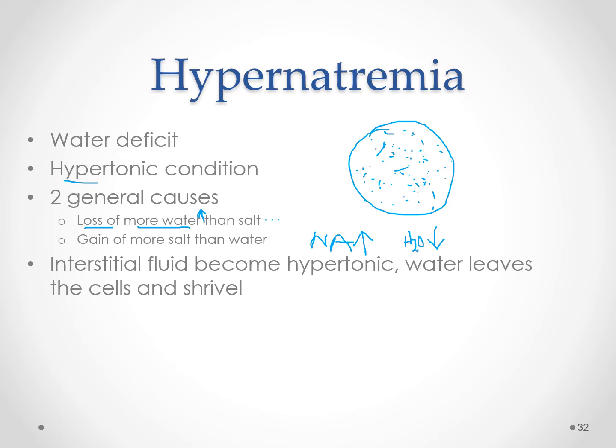Interstitial fluid becomes hypertonic. So what does interstitial mean? Water leaves the cells and they shrivel. So cells shrivel with hypernatremia. Shrivel, okay. So that might help. Interstitial fluid, I think that'll be a good diagnosis. You guys will hear that.